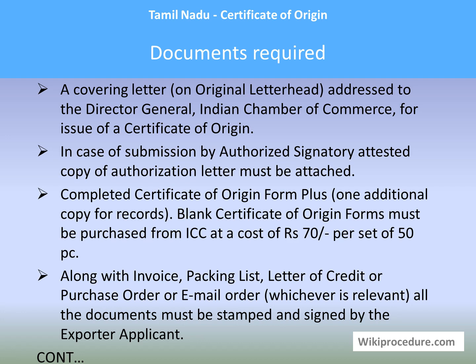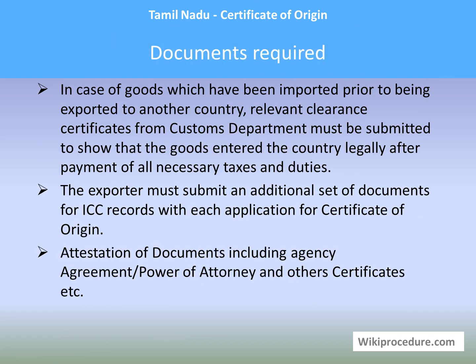Blank certificate of origin form must be purchased from ICC at a cost, along with the invoice, packing list, letter of credit or purchase order or email order, whichever is relevant for this production. All the documents must be stamped and signed by the exporting manufacturing applicant. Documents required in case of goods which have been imported prior to being exported to another country.